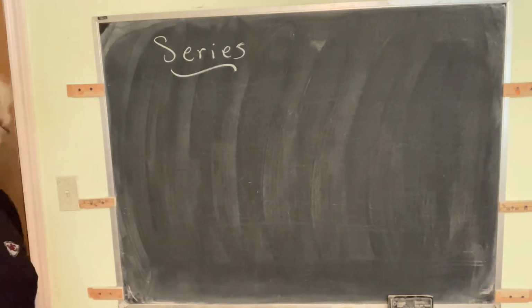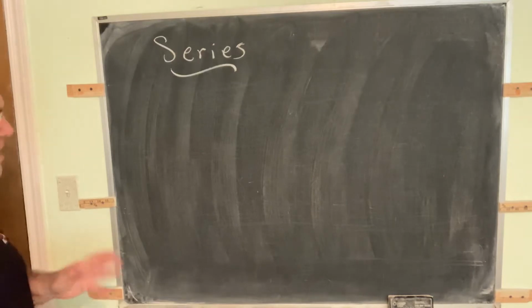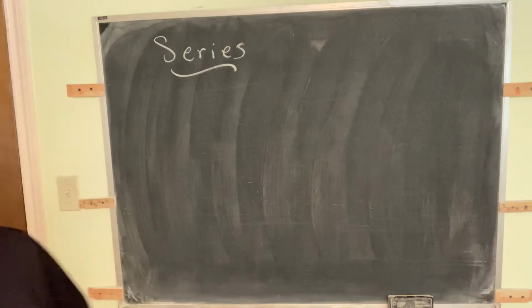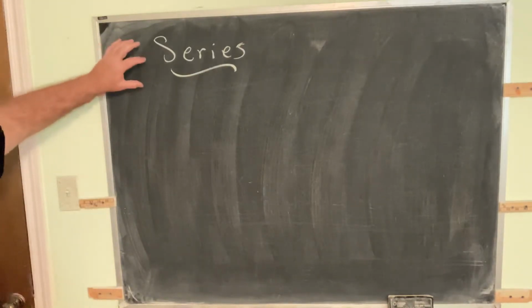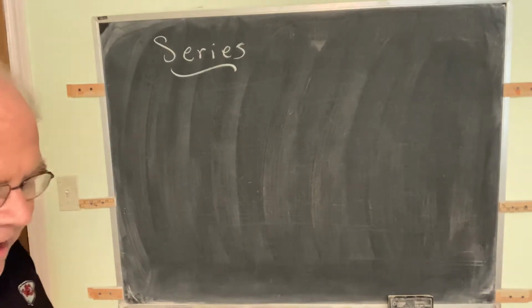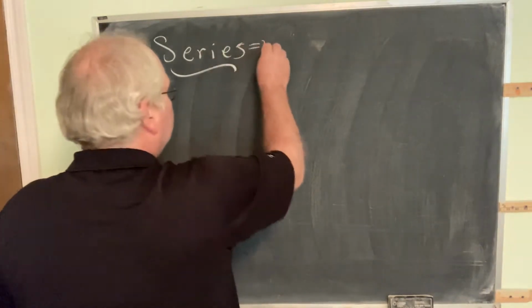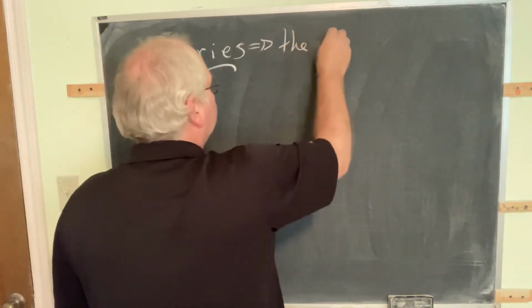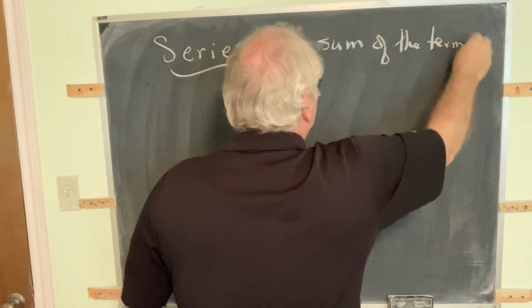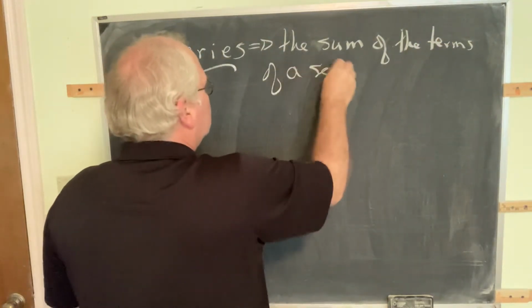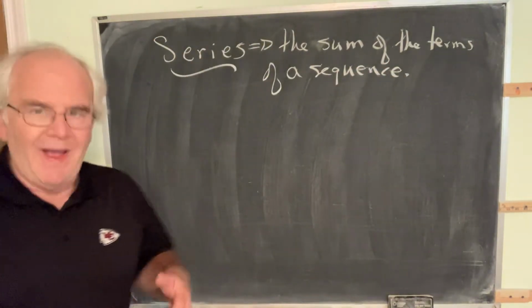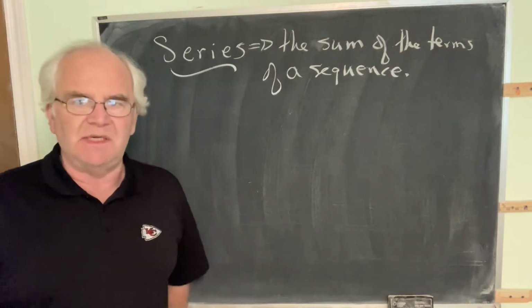So after our discussion of sequences, we're now going to shift our focus and our attention to the notion of a series. And of the two concepts, we're going to get a lot more work out of the idea of a series than we are of the sequence. The definition of a series is pretty straightforward. It's the sum of the terms of a sequence. So if you have a sequence and you add together all the terms, that produces a series.